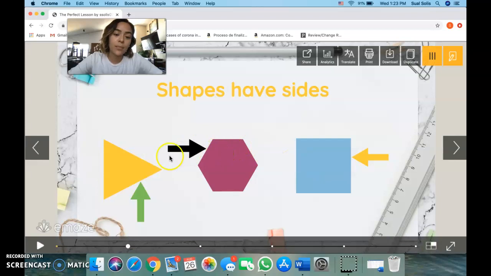For example, over here on this triangle, this is one side. So we can see that a triangle has 1, 2, 3 sides. Over here we have a hexagon, and again it's pointing to one side, and it has 1, 2, 3, 4, 5, 6 sides. And then we have a square over here, and it's also pointing to one of the sides, and we have 1, 2, 3, 4 different sides.